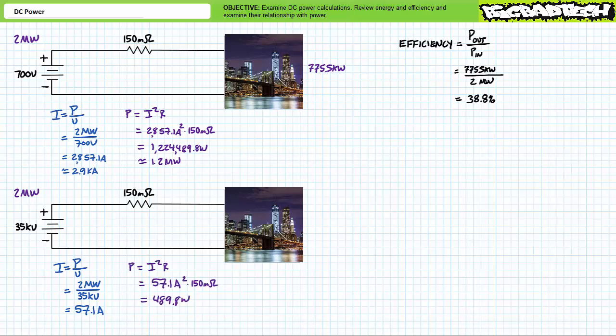An application of the power equation, where power is equal to current squared times resistance, demonstrates the line will dissipate 57.1 amps squared times 150 milliohms, or roughly 489.8 watts, of the available 2 million watts for the distant city to put to use. Long story short, the generator makes 2 megawatts, or 2,000 kilowatts, or 2 million watts, and the city gets 1,999,510.2 watts, for all intents and purposes, all 2 megawatts. This scenario results in a much better efficiency rating of 99.98%.